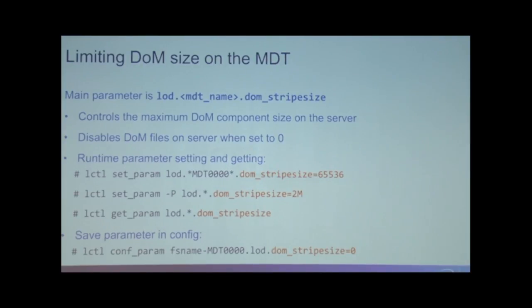Set param being called with dom_stripe_size set to 64K. The second example uses set param -p with DOM stripe size being set to 2 meg, and using get param to retrieve the current setting of dom_stripe_size. And the last example is showing saving it in the config with conf param. And again, what's being set here is stripe size being set to 0, which would disable Data-on-MDT being used by that server.